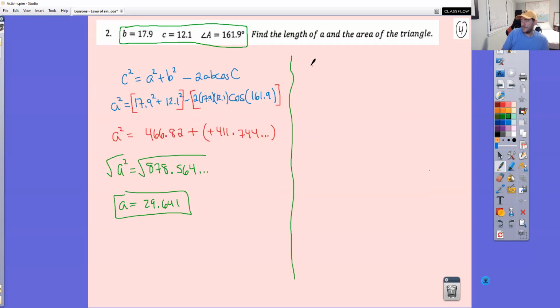So using Heron's formula, we need to find that semi-perimeter first. So take your sides, 17.9 and 12.1, and the side you just found, 29.641. Add them all up, chop it in half. Let's see what that gives you.